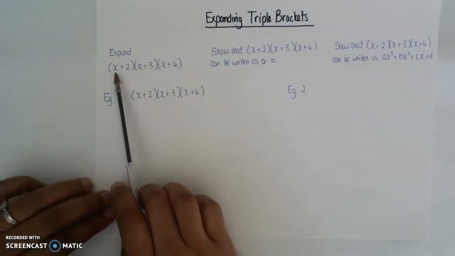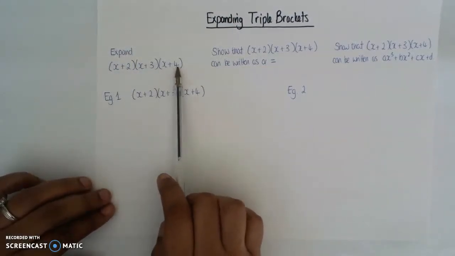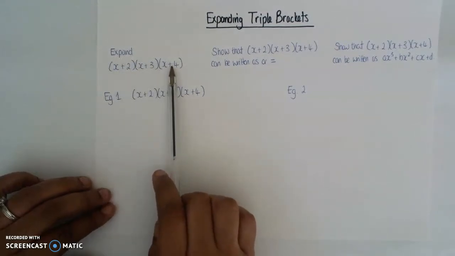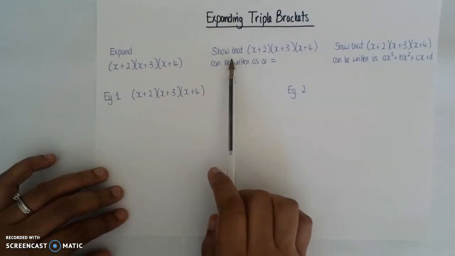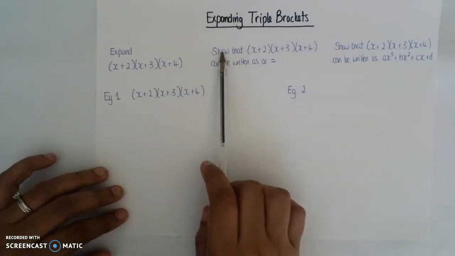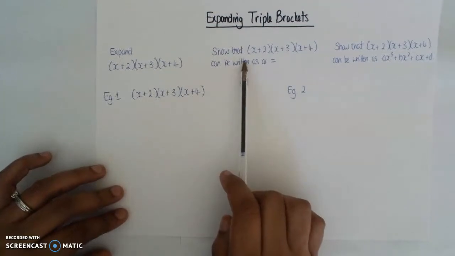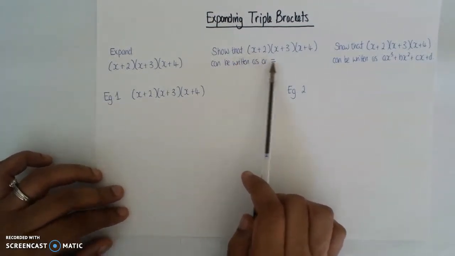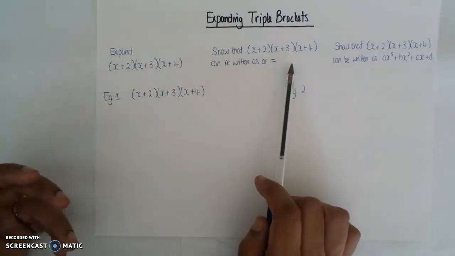So in its simplest form, we could be asked a question like this, where it just says expand and they give us the 3 brackets. So that means times that bracket by that bracket by that bracket, like it would do if I asked you to expand double brackets. Sometimes you get a question like this, where it says show that this times this times this can be written as, and then they'll give you an answer, or it will say is equal to, and then they give you the answer. They actually give you the answer. You've just got to show how you would get there.